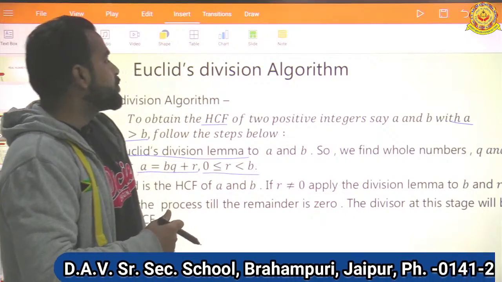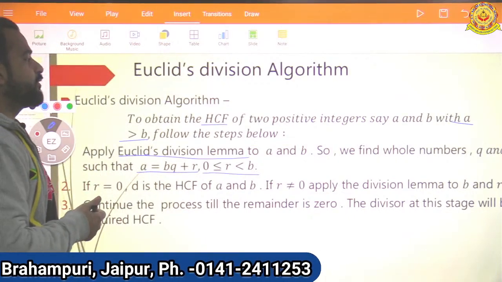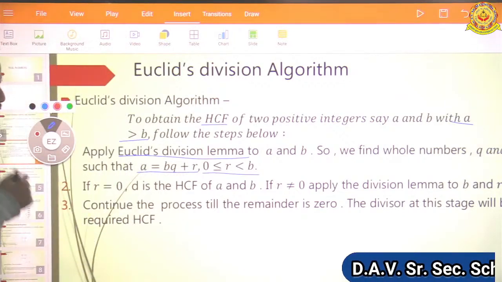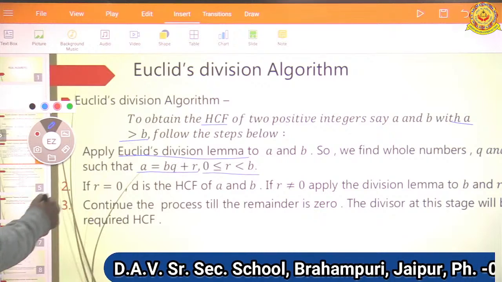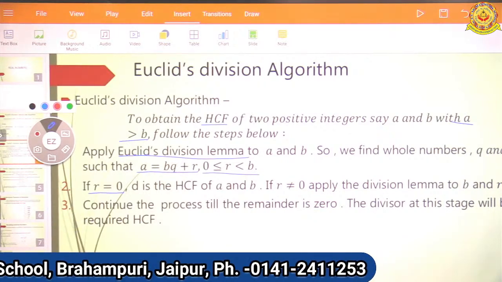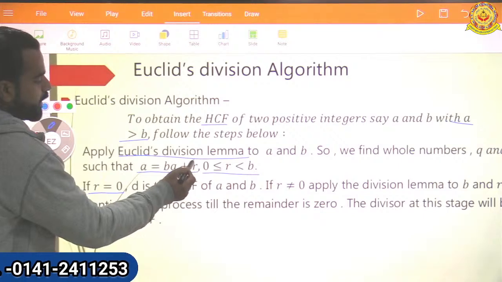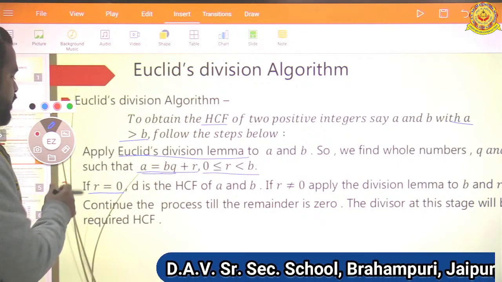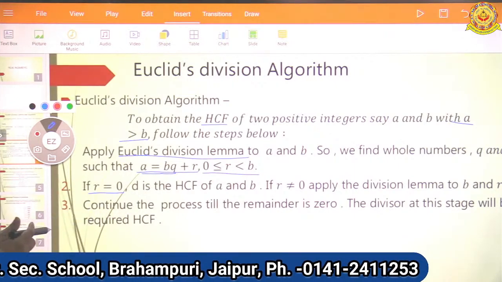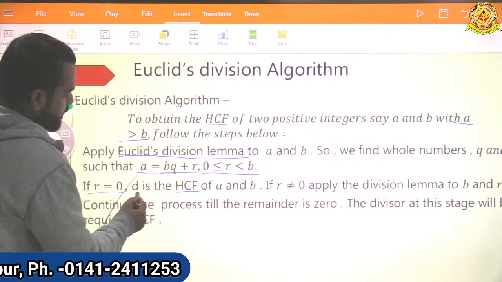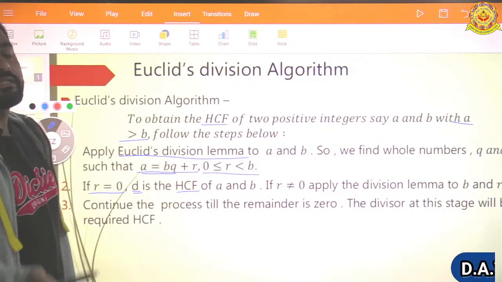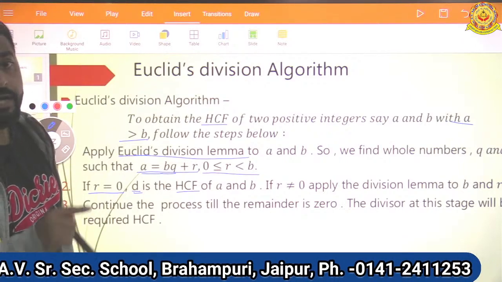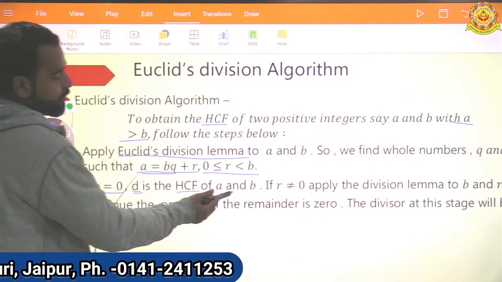Now we will take some examples to find the HCF of the two following numbers. Look at this. If R is equal to 0, if your remainder comes 0, that means A will come only in the form of BQ, A is equal to BQ. So if R is equal to 0, then D is the HCF. What is the D here? D is your last divisor, for which we get the remainder 0. So D is the HCF of A and B.